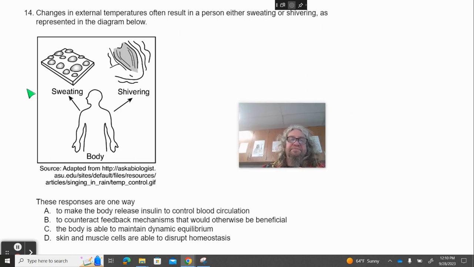Number 14, changes in the external temperatures often result in a person either sweating or shivering, as represented in the diagram below. These responses are one way A, to make the body release insulin to control blood circulation. B, to counteract feedback mechanisms that would otherwise be beneficial. C, the body is able to maintain dynamic equilibrium. D, skin and muscle cells are able to disrupt homeostasis.